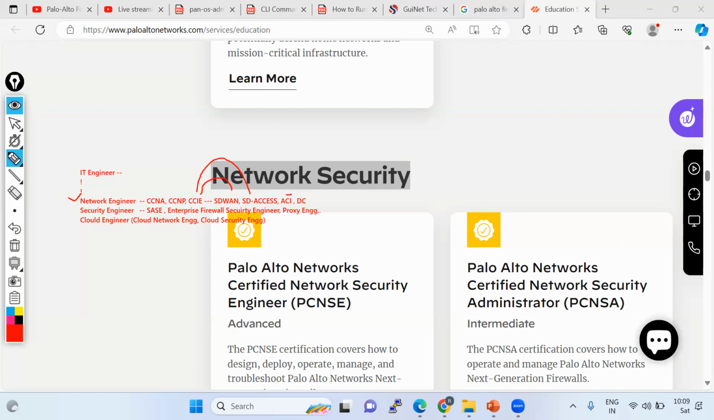Okay. So you are the network engineer who has done the CCNA, and you also completed the CCNP, but you are not able to find much job scope in the market. Why? Because CCNA and CCNP are very common in the market. You will find too many engineers available in the market.